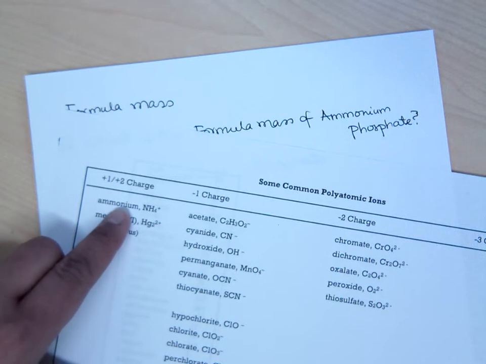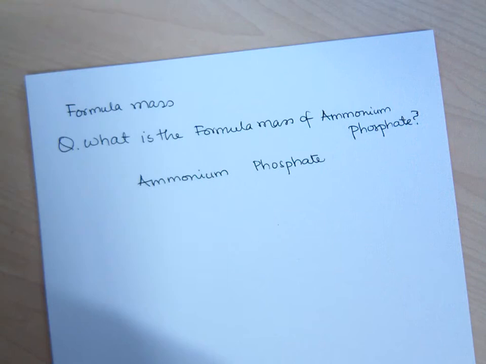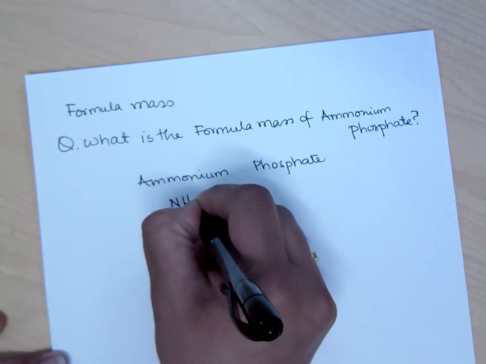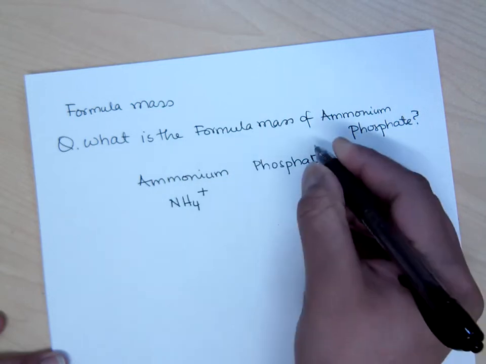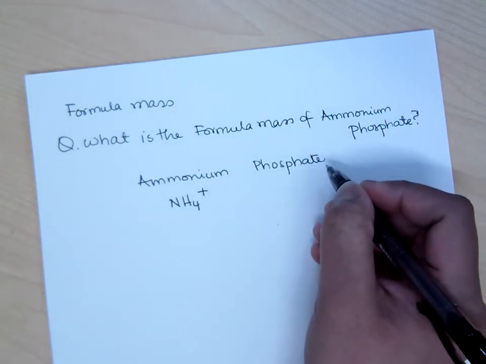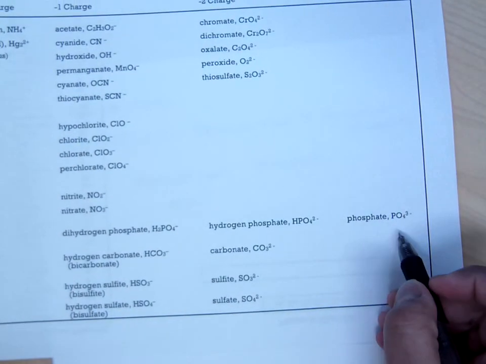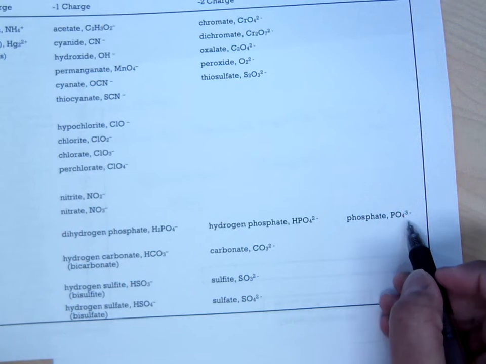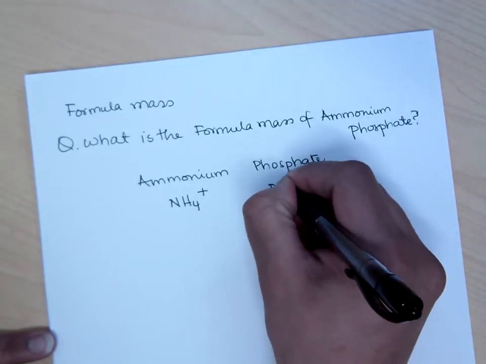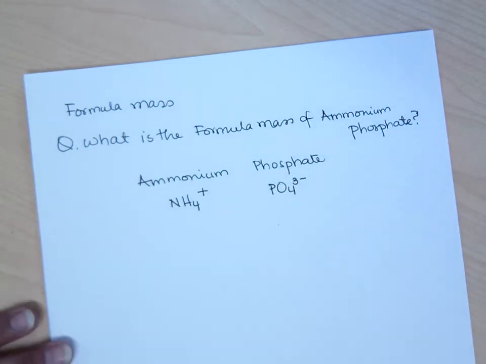Ammonium has a charge of +1, and the formula for the ammonium ion is NH4 with a plus charge. The formula for the phosphate ion is PO4 with a 3 minus. So you must memorize these polyatomic ions to be able to do these problems.